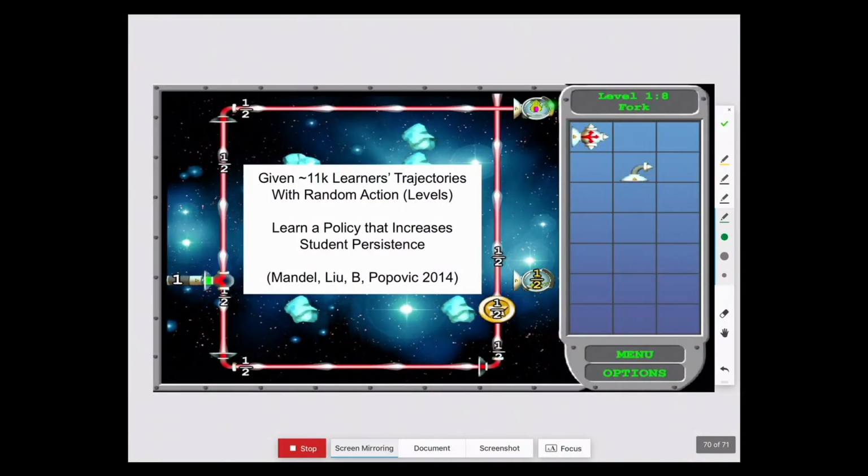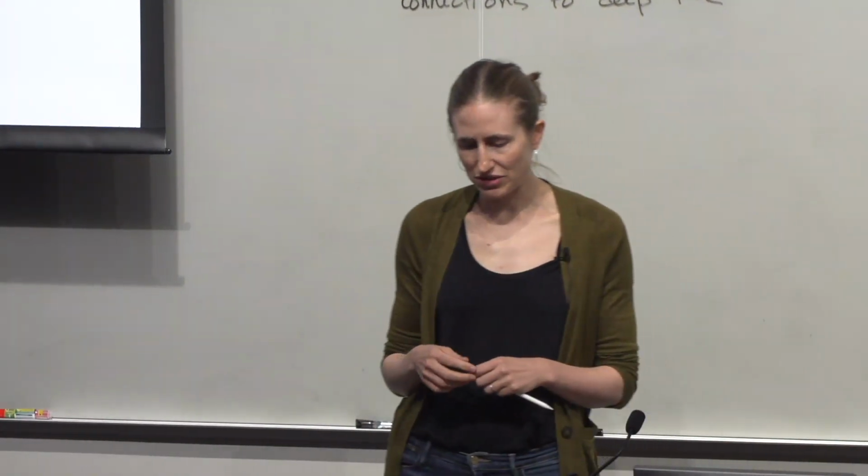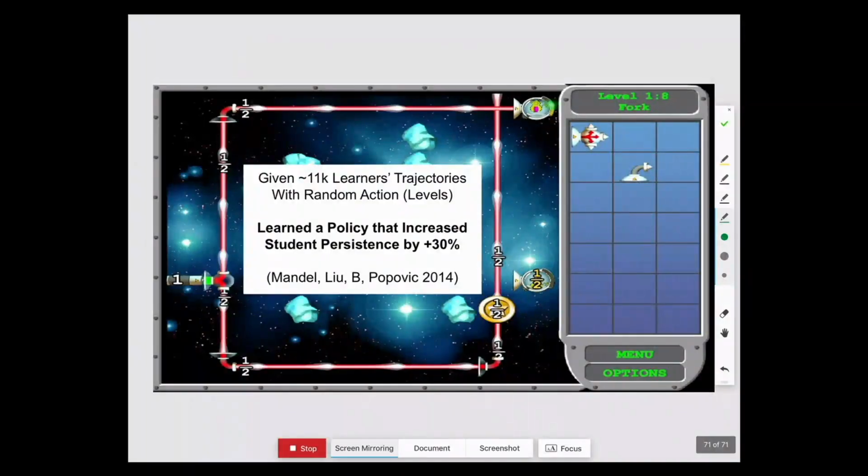I do just want to highlight, I think there's good reason for hope. I told you a lot of reasons why this is so incredibly hard. If we go back to this example, we were trying to learn a policy that increased student persistence. We did a method that was based on importance sampling using this 11,000 student data. And what we predicted is that we could find a policy that was 30% better in terms of persistence. So we did an experiment with another 2,000 students, and it was 32% better.